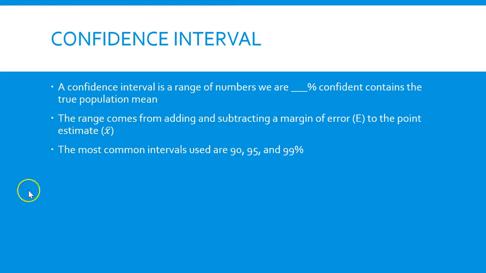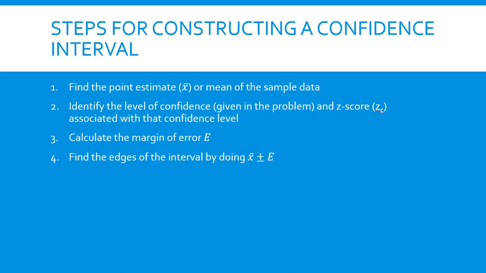Okay, so now what we're actually going to do is calculate some confidence intervals. All right, so here are the steps. We have to find the point estimate, which is just the mean of the sample, like we did with the Hurricane Katrina data. We found a mean number of people in each section. We're going to identify the level of confidence that's going to be given to you in the problem, and the z-score that is associated with that confidence level. I'm going to show you those numbers in just a second. Then we calculate the margin of error, and then we'll take our estimate mean and we'll add and subtract the margin of error to give us a range of numbers.